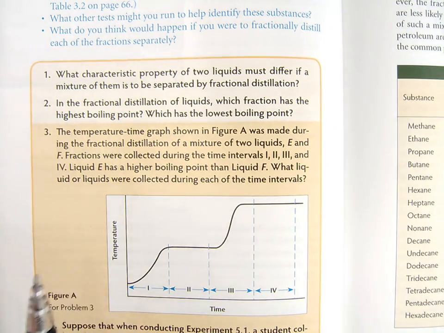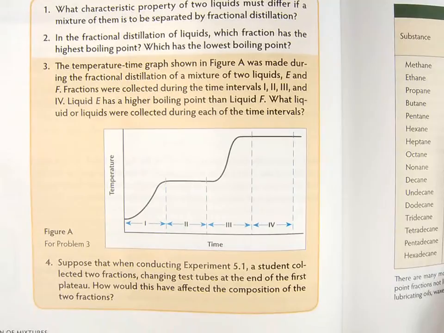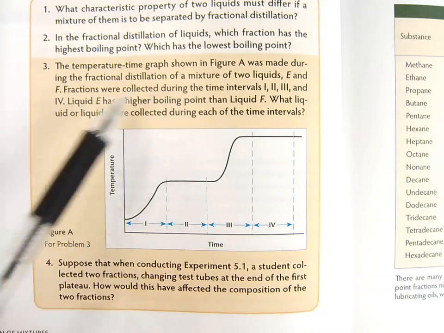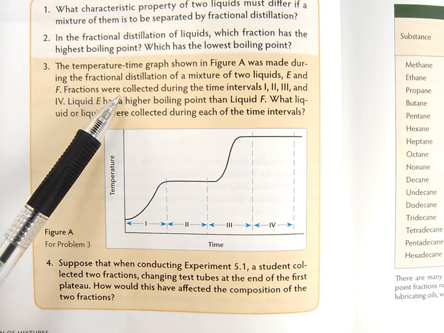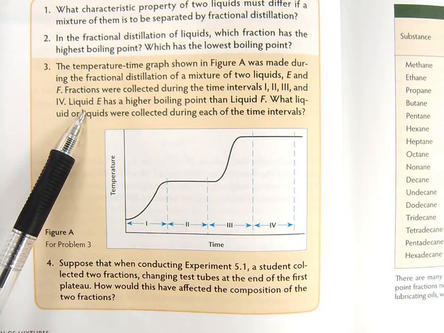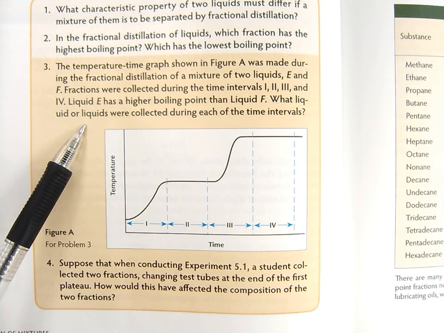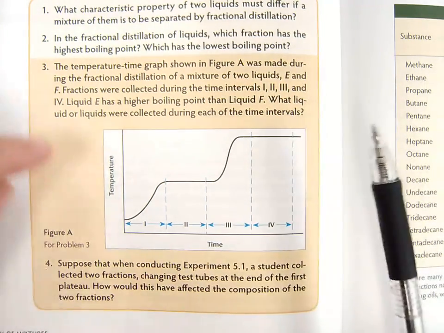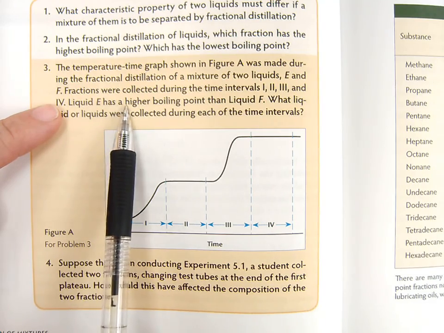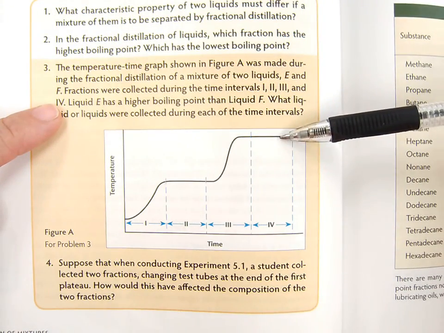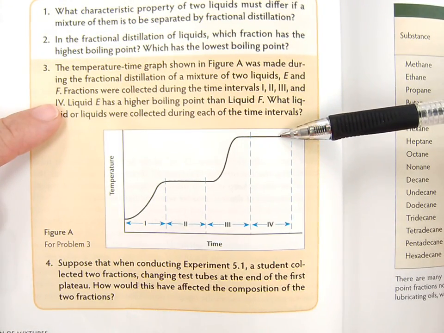Okay, number 3 says, the temperature time graph shown in figure A was made during the fractional distillation of a mixture of two liquids, E and F. Fractions were collected during the time intervals 1, 2, 3, and 4. Liquid E has a higher boiling point than liquid F. What liquid or liquids were collected during each of the time intervals? I'm going to start with interval number 4. It says that liquid E has a higher boiling point than liquid F. So if liquid E has a higher boiling point, that's the one that's collected during time interval 4.